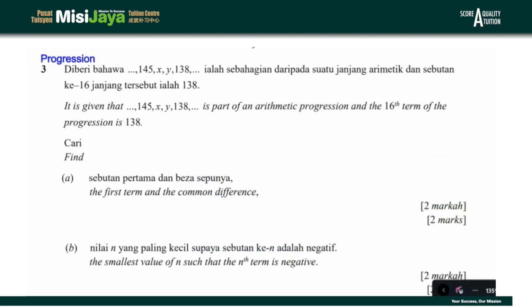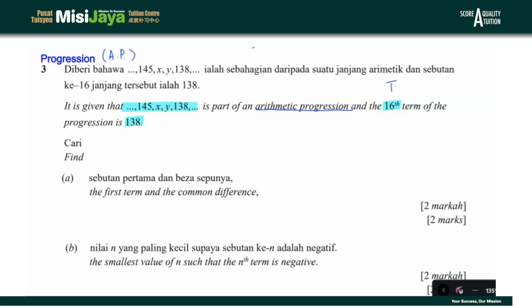Let's look at question number 3. So this is on progression. This is on arithmetic progression, AP. So we've got to use all the formulas for AP. Given that, they give you a sequence like this. Actually there are 6 terms: 1, 2, 3, 4, 5, 6 terms. It's part of the AP, and the 16th term of the progression is 138.